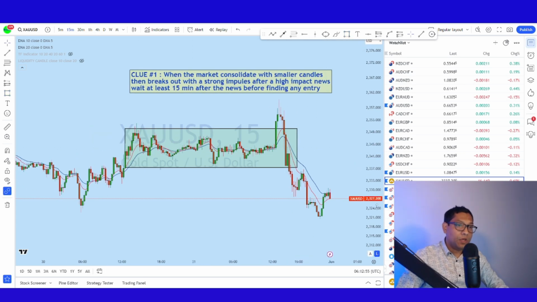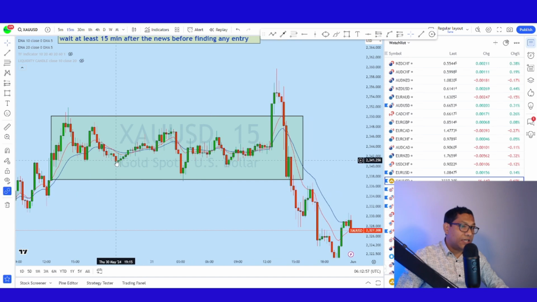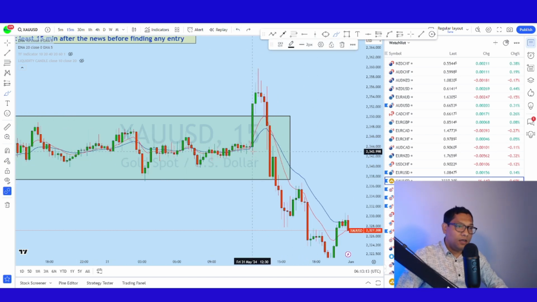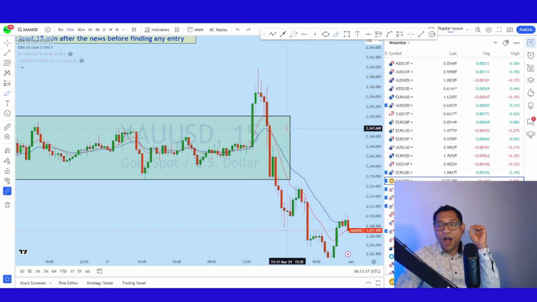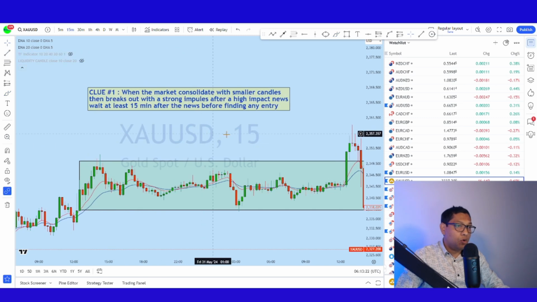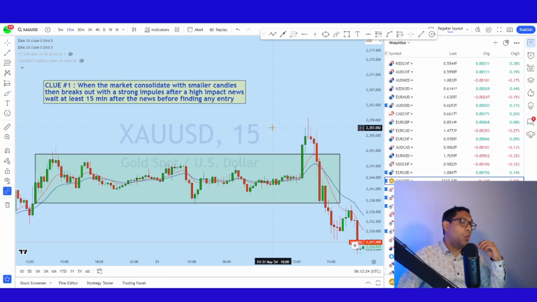As you can see, gold was consolidating for an extended period of time on this 15-minute time frame with smaller candle formations. We have seen quite a few smaller candle formations, and the market was consolidating for an extended period of time, just to break out with a very strong impulse with the high impact news.